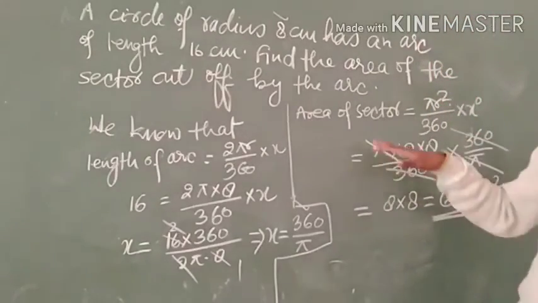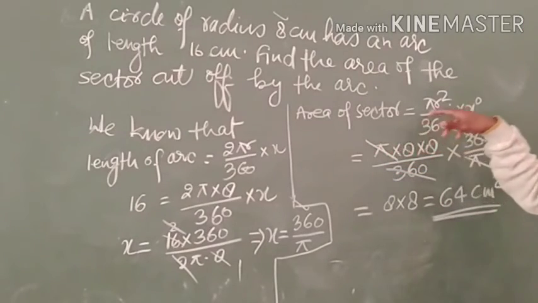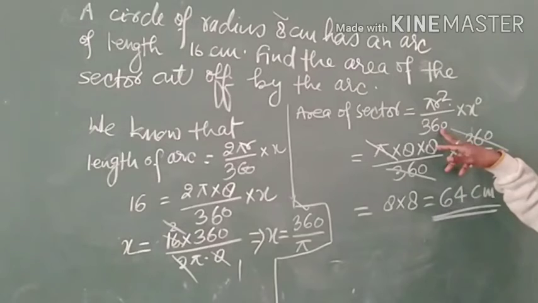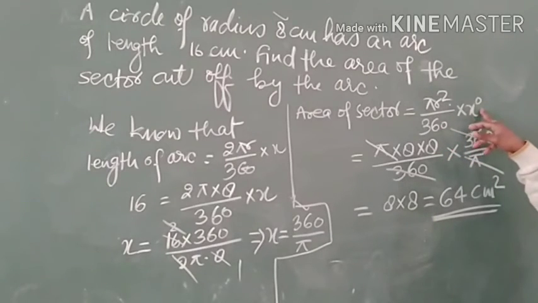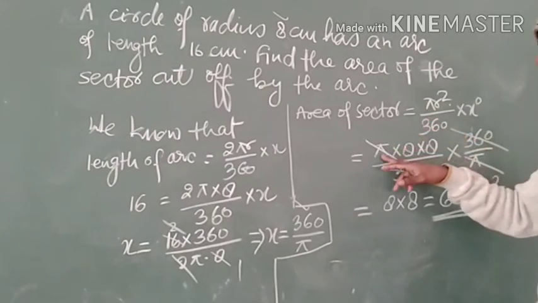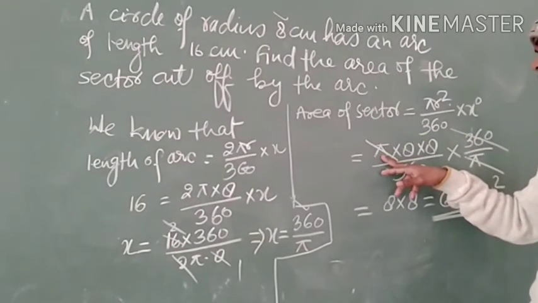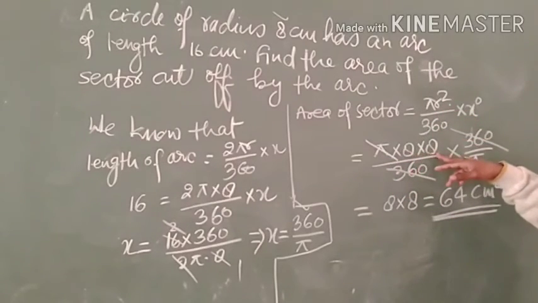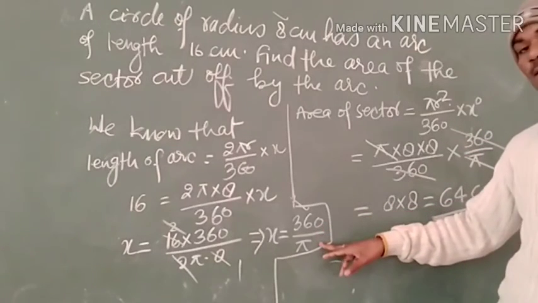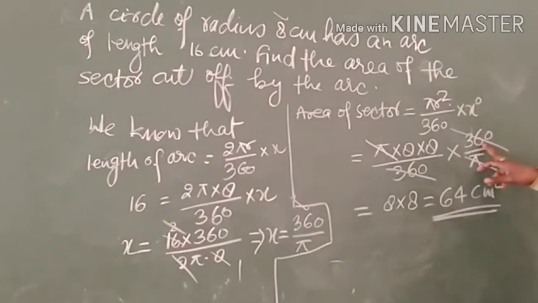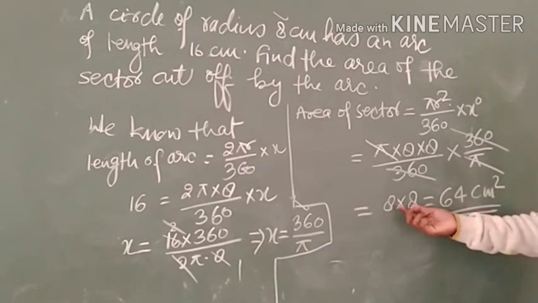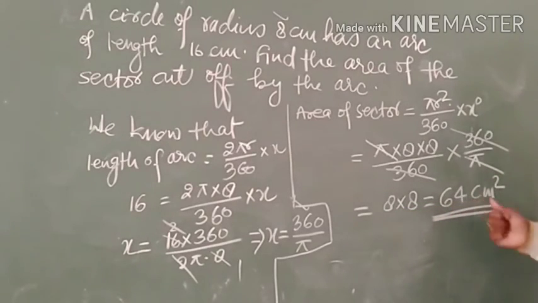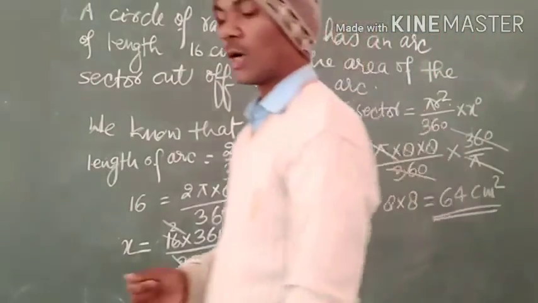So here now we use the formula area of sector is equal to pi r square upon 360 into x degree. Now put the value of pi, leave pi as it is. And the next r square, that is 8 into 8 upon 360 multiplied by the value of x, that is 360 upon pi. So we put here 360 upon pi. And after a little simplification we get 8 into 8 is equal to 64 centimeter square, which is the required result.